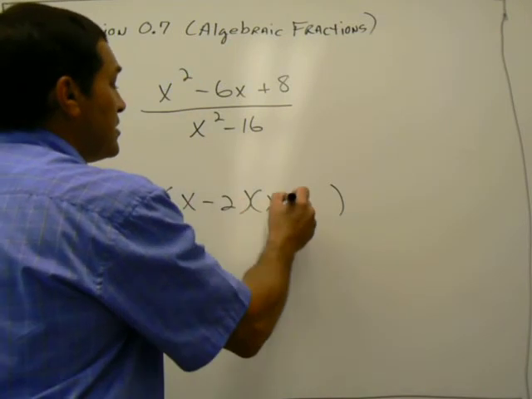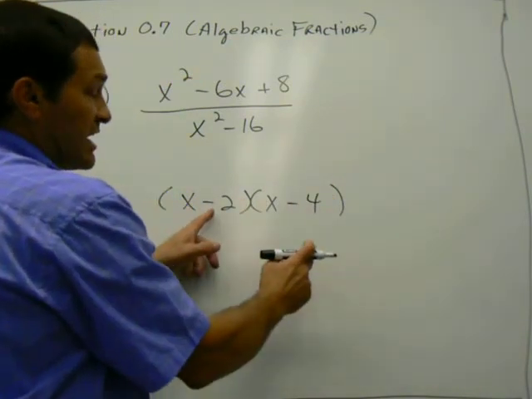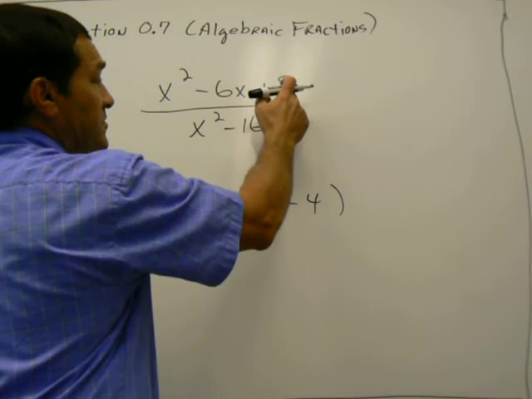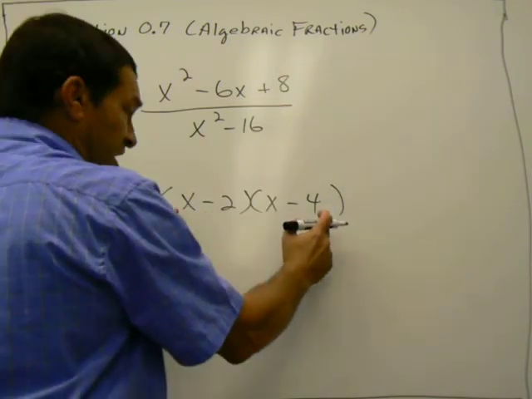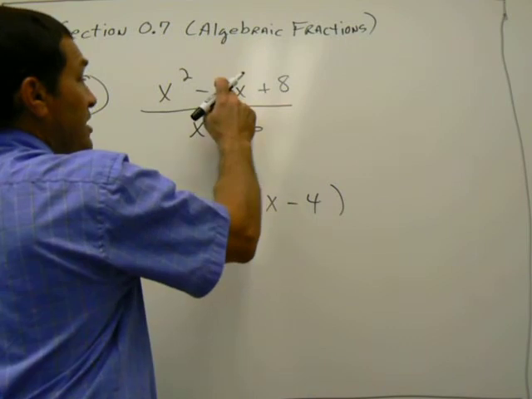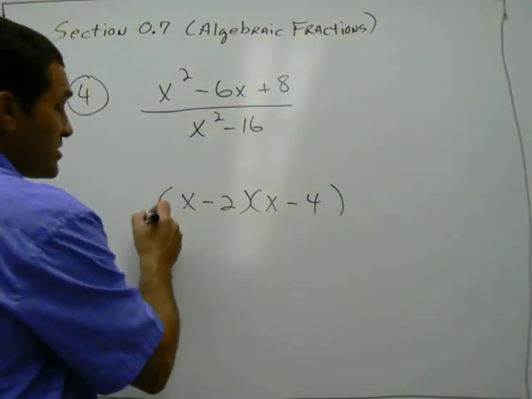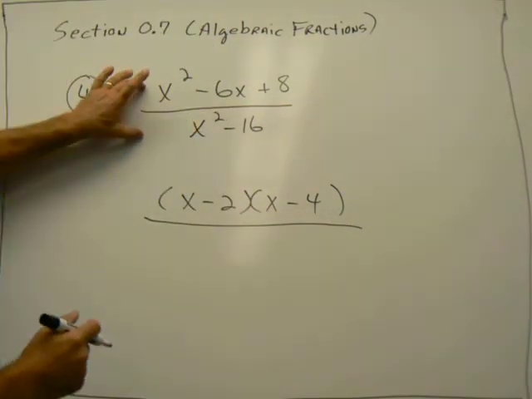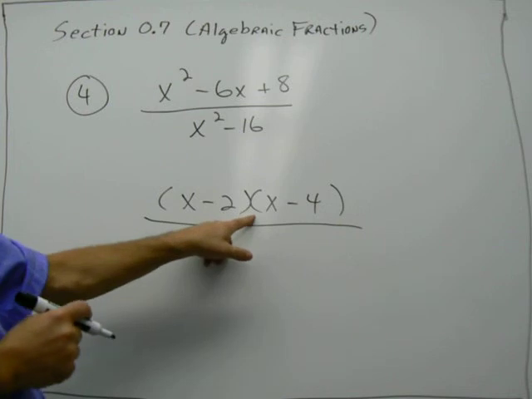It's going to be negative 2 and negative 4. If I multiply negative 2 times negative 4, I get positive 8. My outer terms, negative 4x, plus my inner terms, negative 2x, when I multiply these together, gives me my negative 6x there. So the expression in the numerator of this fraction factors like so.